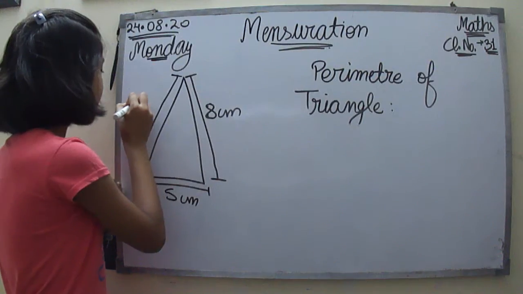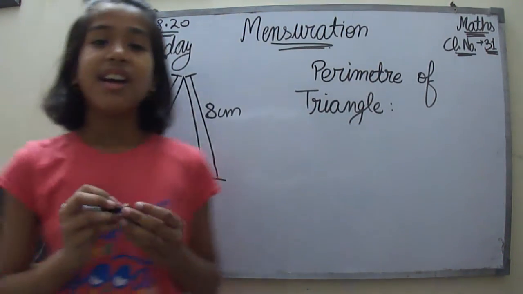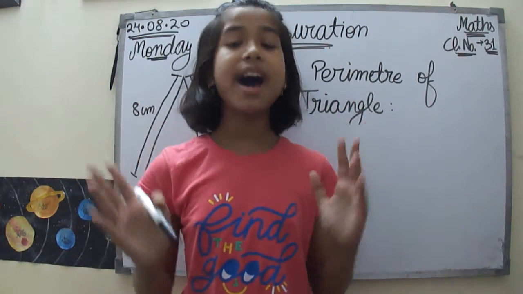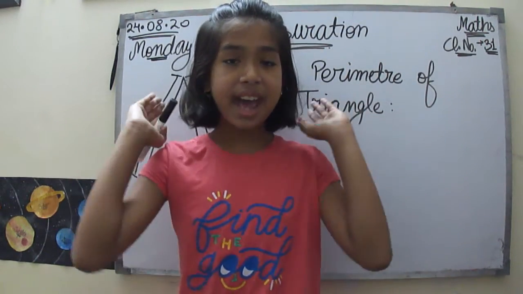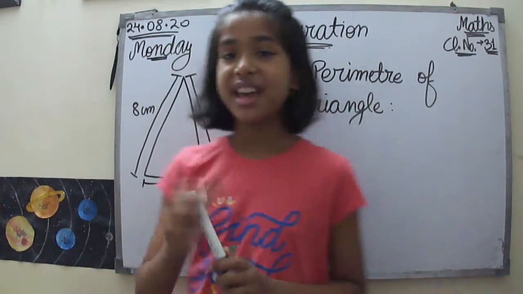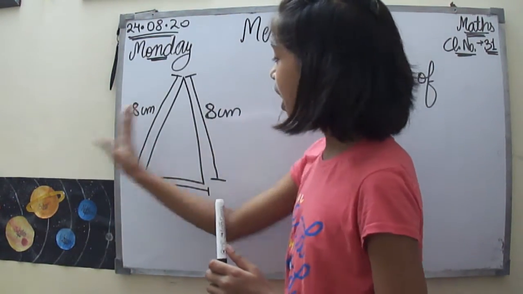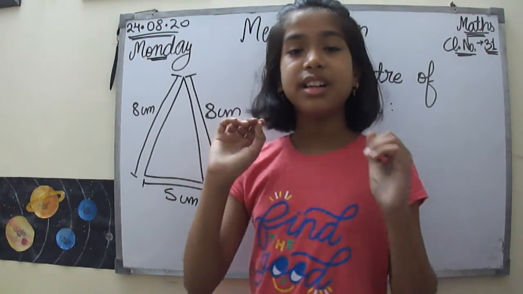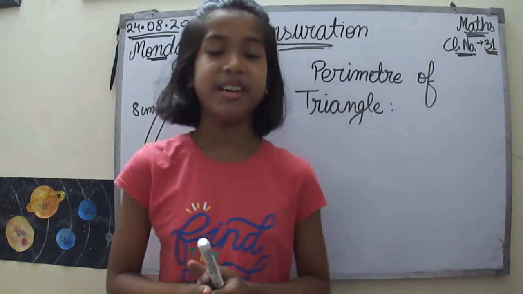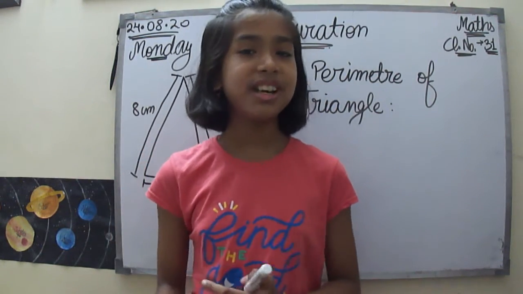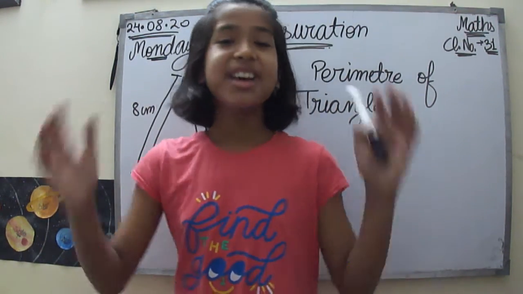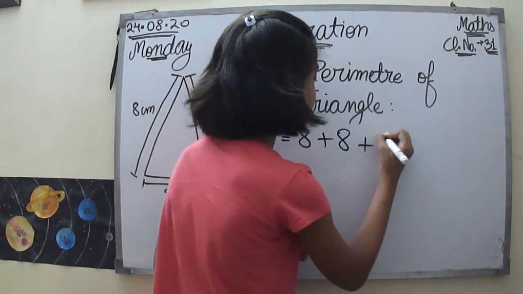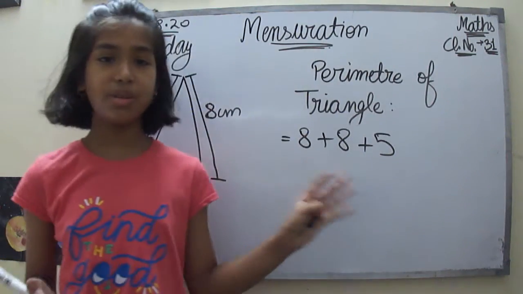That's because the isosceles triangle has 2 sides equal. As we can see here, these two are equal, which is 8 centimeters, and this has the length of 5 centimeters. So how will we calculate the perimeter? We are just going to add these up: 8 plus 8 plus 5.